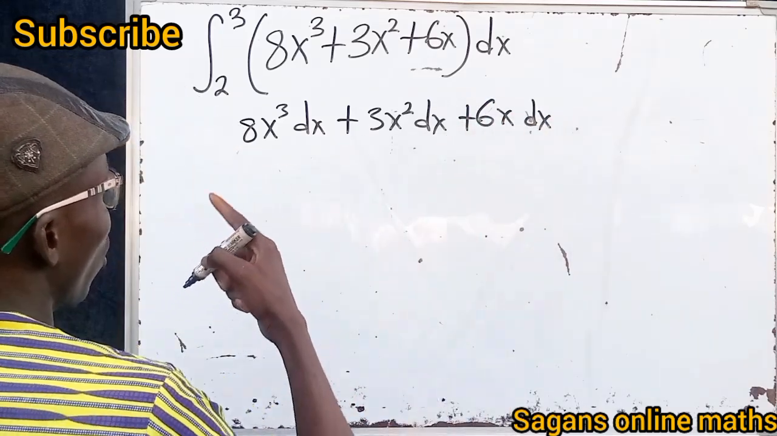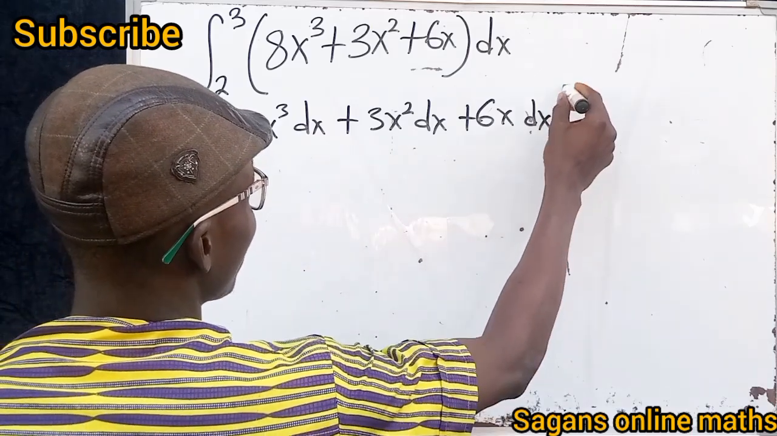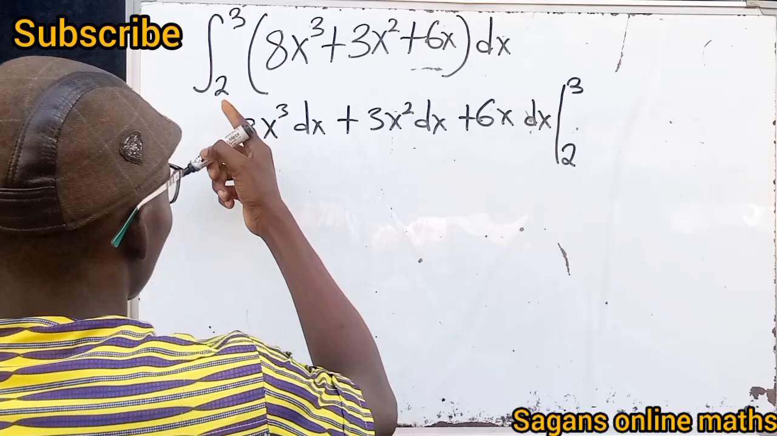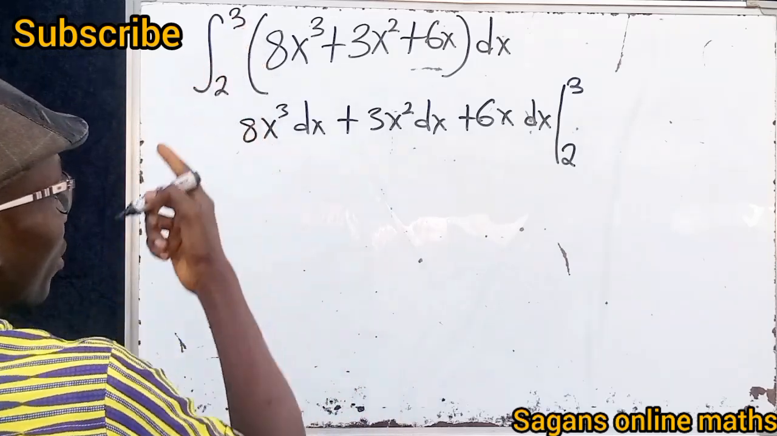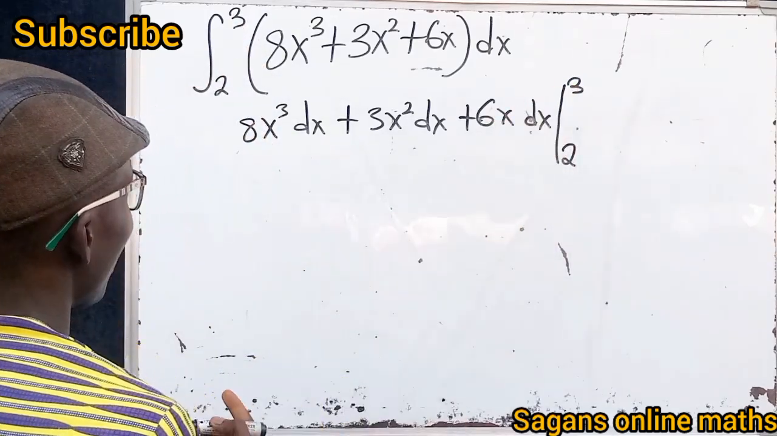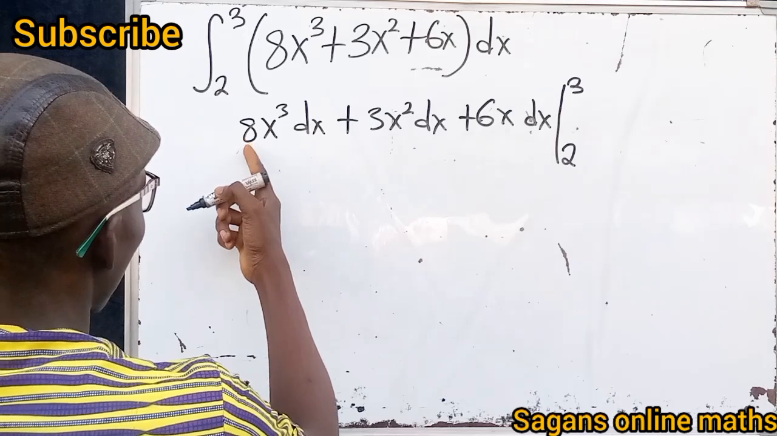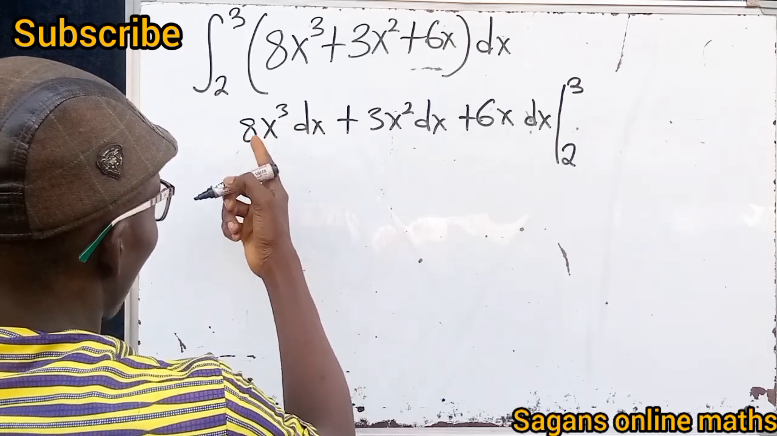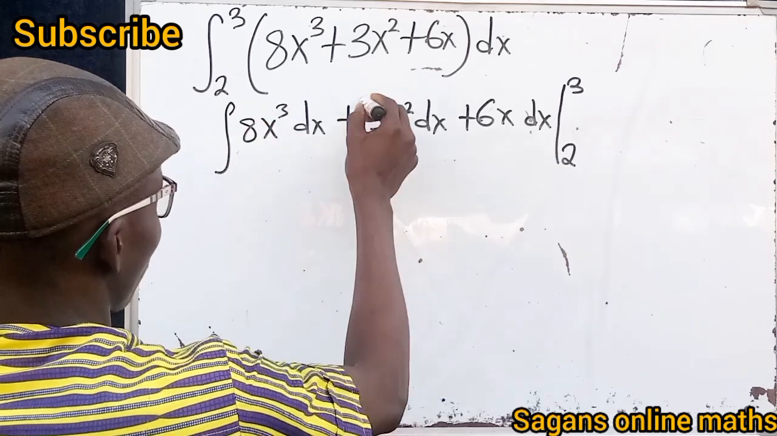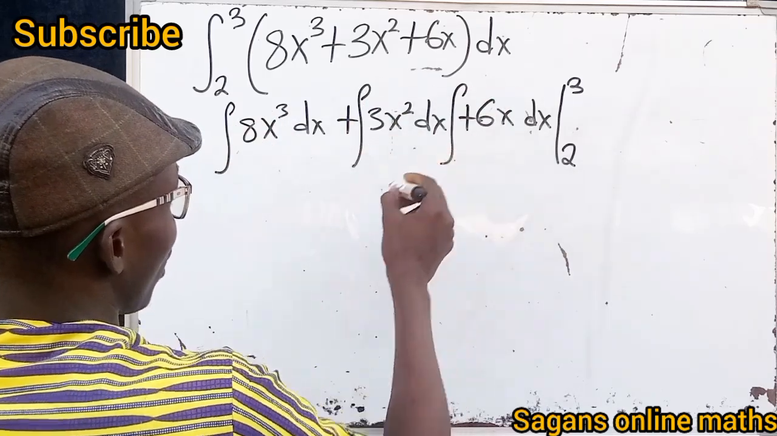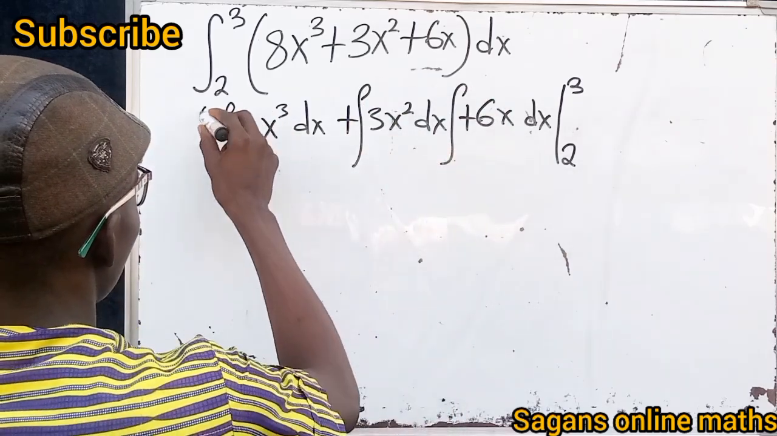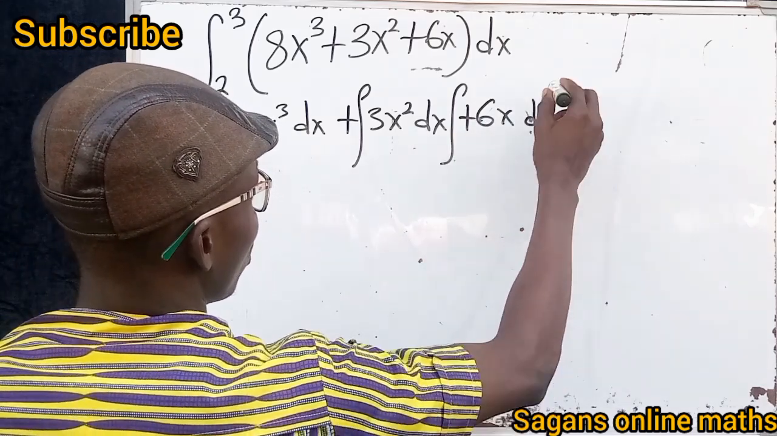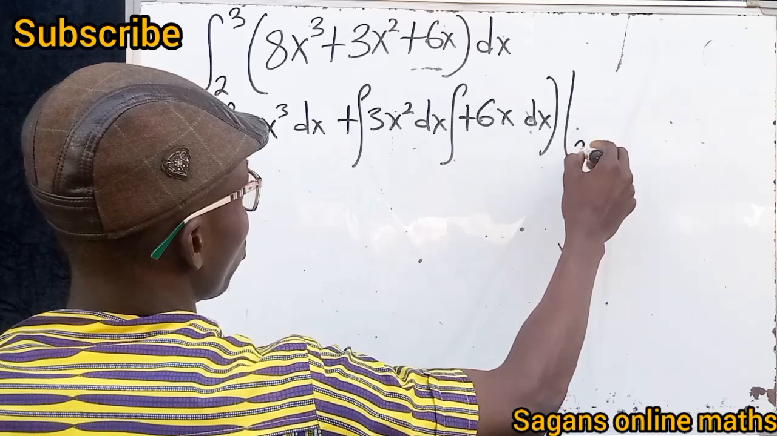Once you understand that we are integrating all this, we have a boundary from 2 to 3. Look at the boundaries: from the lower limit 2 to the upper limit 3. Let me put the integral here, and all this must be in brackets because we are integrating, so you understand what I'm saying. Now we have a boundary from 2 to 3.